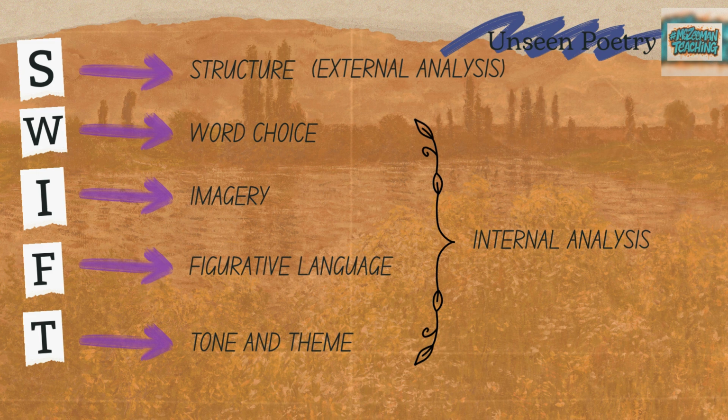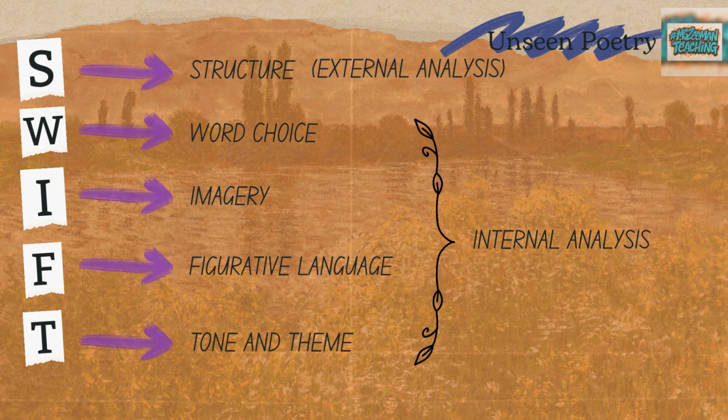I split it up into two different sections. I use the SWIFT analysis to teach unseen poetry in my classes as well. I will split it up into two different categories. I have the external analysis, which will be your title and your structure. And then your internal analysis will be the bulk of that poem.